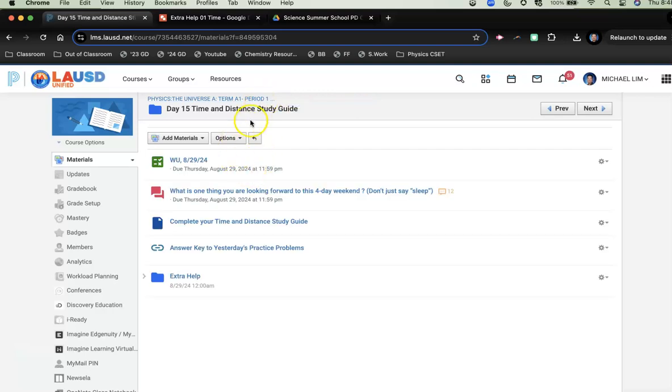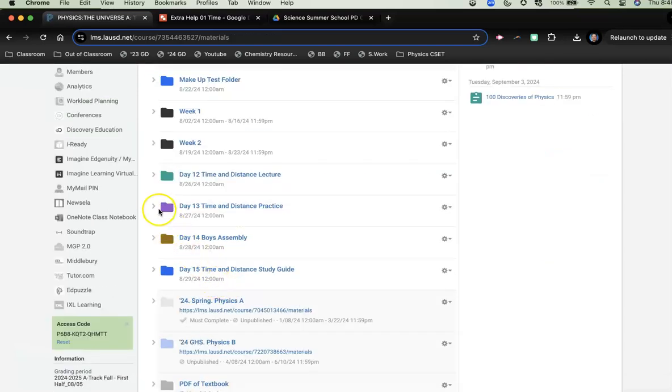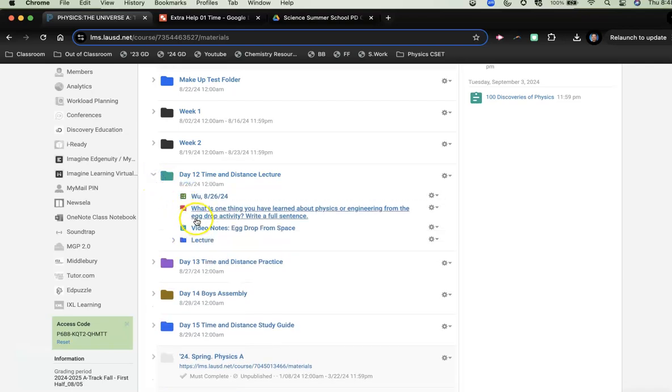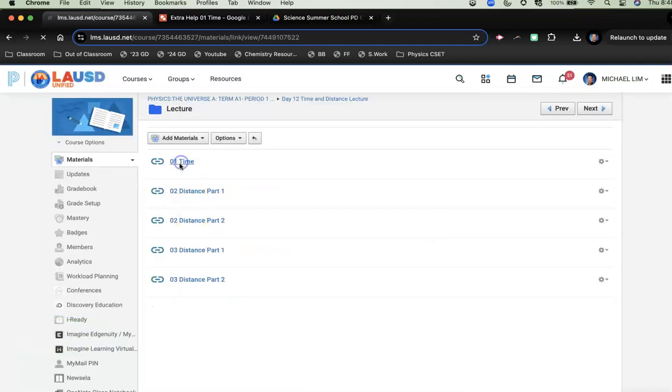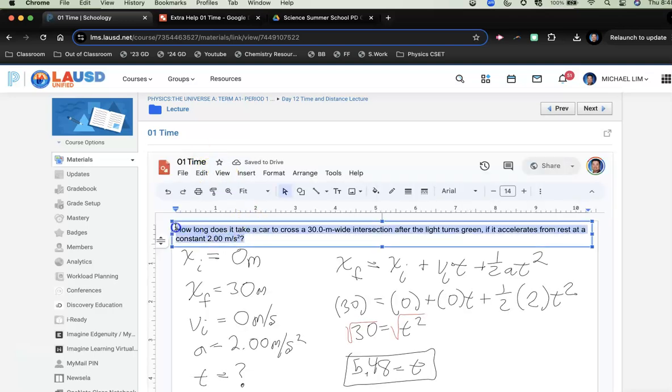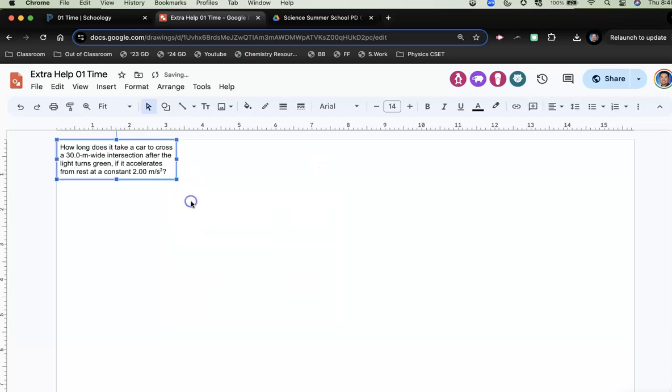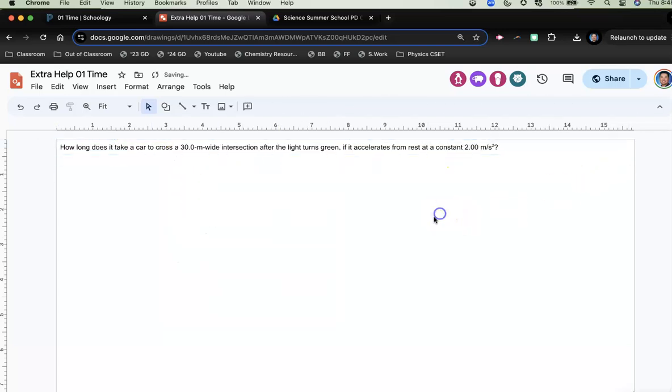Let's get a problem and put that inside the document. So this will go from our lecture. Okay, we'll start with Devin. Read this problem for us. How long does it take a car to cross a 30-meter wide intersection after the light turns green if it accelerates from rest at a constant 2.0 meters per second squared.